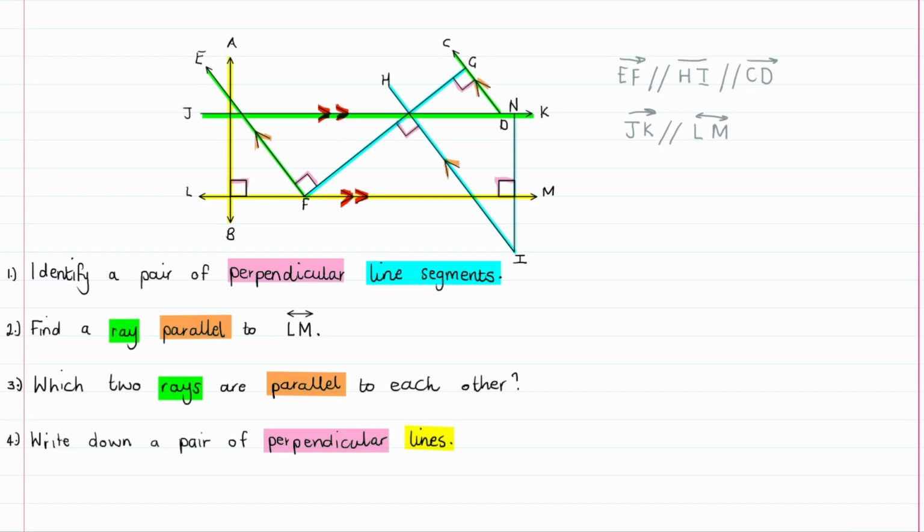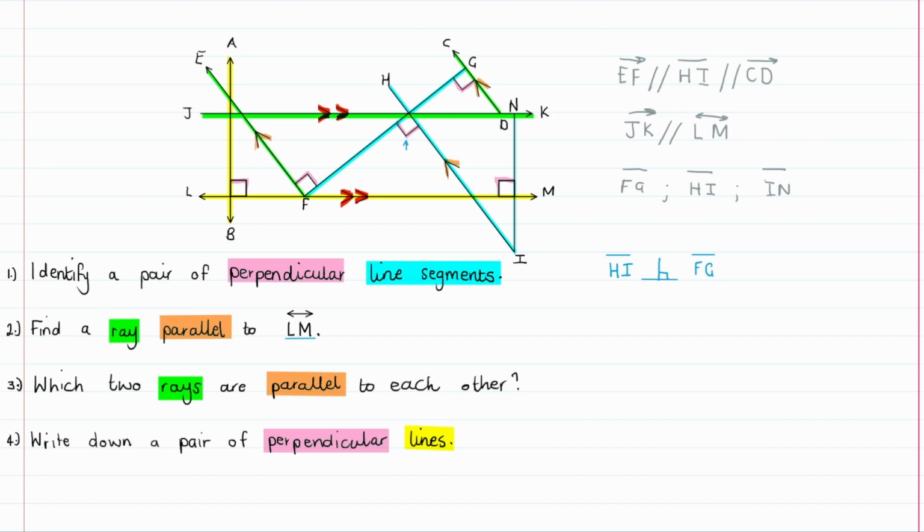Okay, let's see how you did. Question 1 asks us to identify a pair of perpendicular line segments. So I know that all my line segments are FG, HI, and IN, and I'm going to jot them down here just to help me. The next thing I'm going to do is look for my perpendicular symbol, which we highlighted earlier on. Now I can see that HI and FG are the two line segments which are perpendicular to each other.